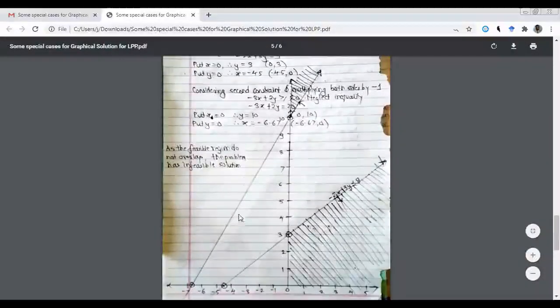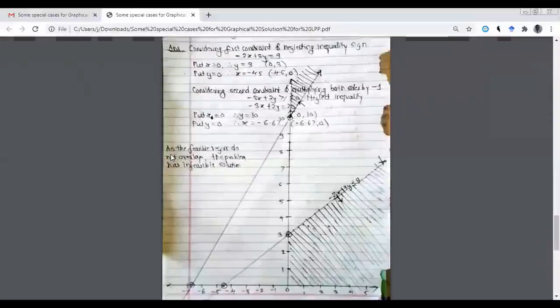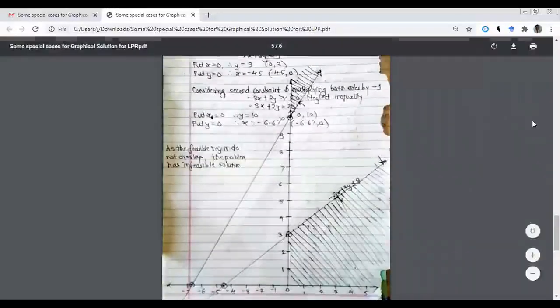You won't be getting an optimal solution for this particular type of problem because you don't get a feasible region. So the problem has an infeasible solution, that is to be written, right? This should be understood. Now, according to the graphical method, we can say the problem has an infeasible solution.